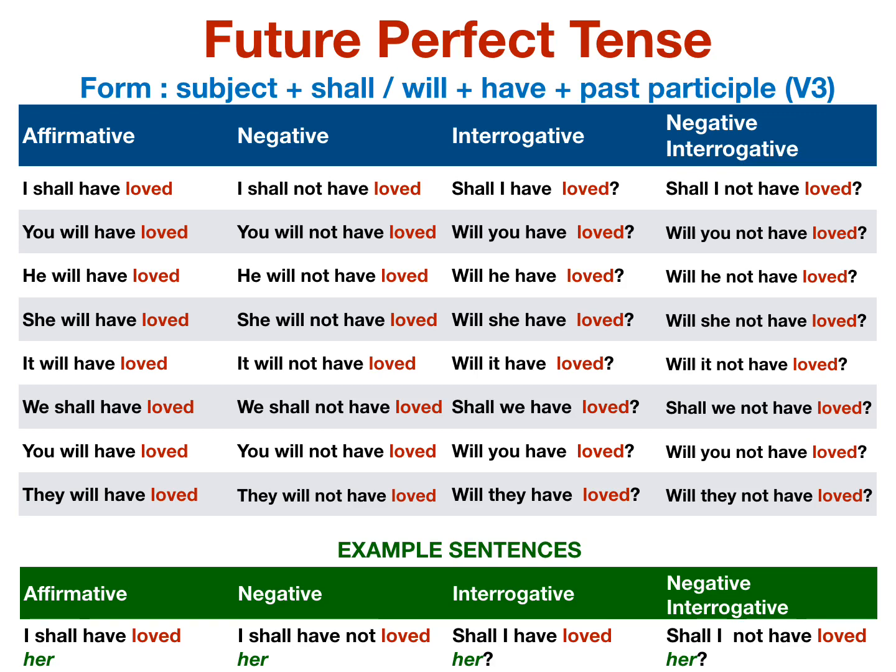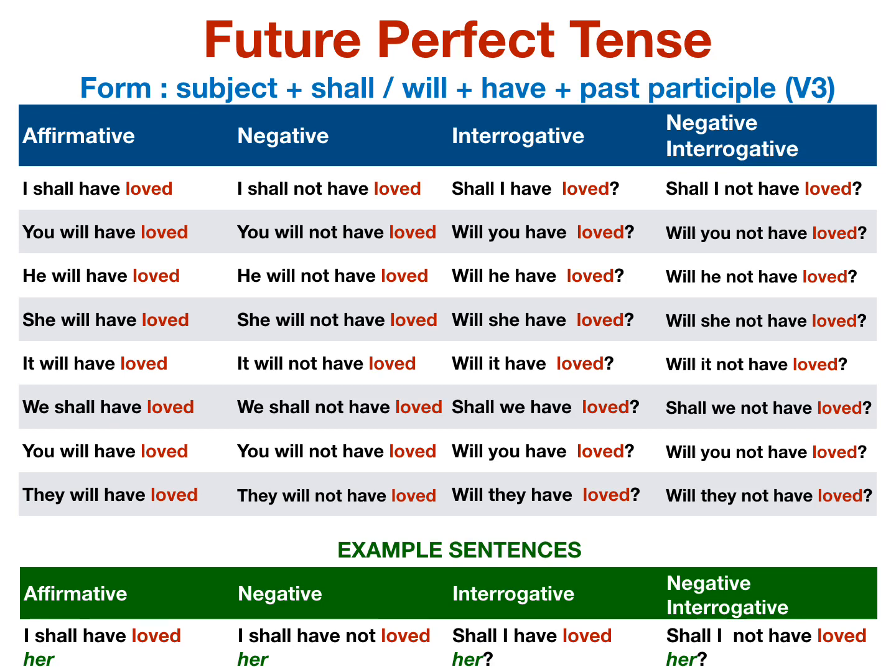He will have loved. He will not have loved. Will he have loved? Will he not have loved? She will have loved. She will not have loved. Will she have loved? Will she not have loved? It will have loved. It will not have loved. Will it have loved? Will it not have loved?